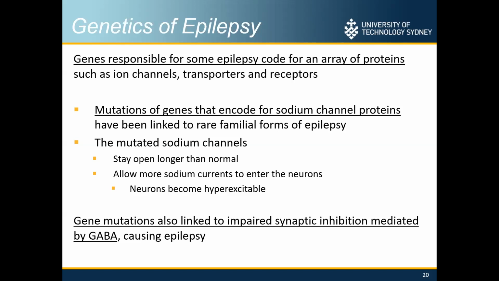Okay, so in this case, you have these mutated sodium ion channels that tend to stay open longer than normal. Okay, so it allows for more action potentials to be generated. There is also evidence to show that gene mutation has also been linked to impaired synaptic inhibition mediated by the GABA, which doesn't allow our brain to have a balance of excitatory and inhibitory activity. Okay.